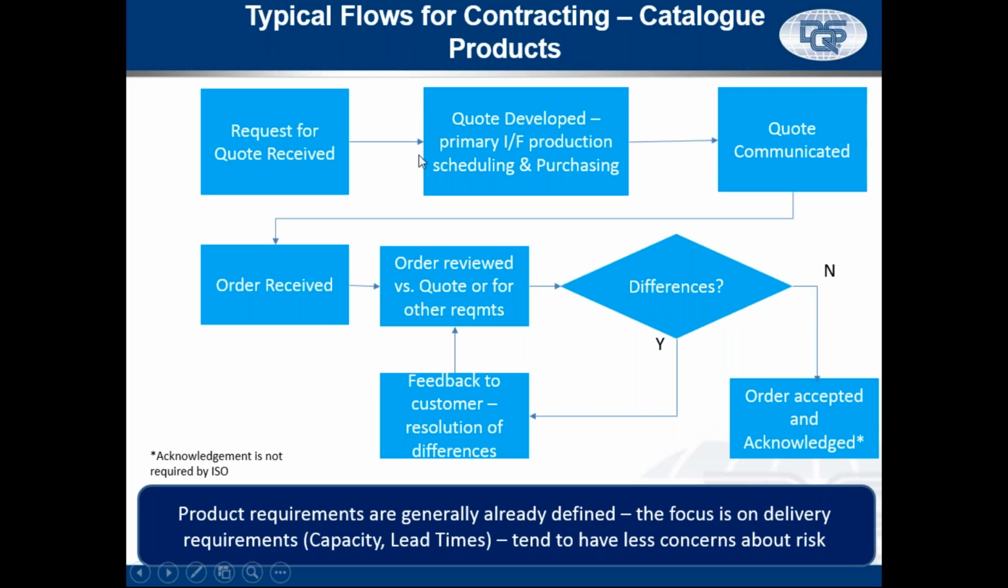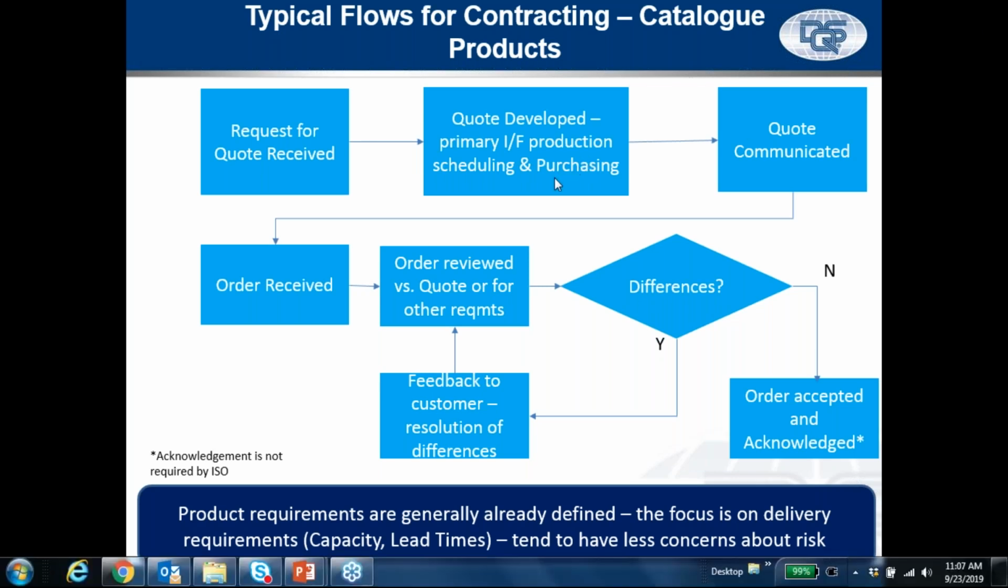So a request for quote would come in, and you'd have an interface primarily with production and purchasing for the scheduling of the product. So why those two people? Well, production, obviously it has to do with capacity. Purchasing, most of the businesses, and again, I'm focused more on product here, we're buying things. So the lead time of the purchased parts influences the delivery date.